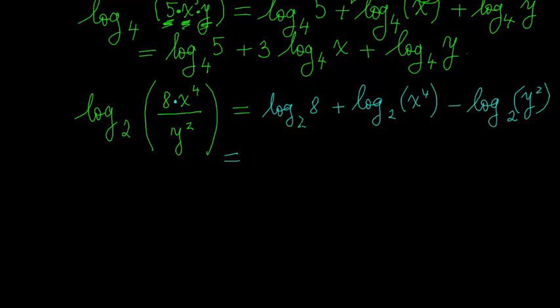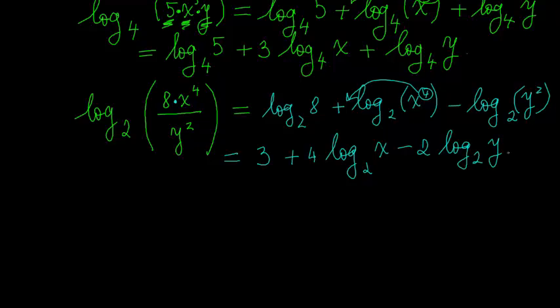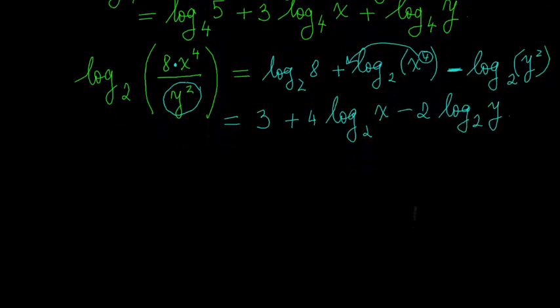First, 2 raised to what power gives me 8? That happens to be 3. Plus, I can pull this 4 in front of the log, so 4 log base 2 of x, and then minus, pull the 2 in front, so I get 2 log base 2 of y. Again, the rule to use here is whatever factors came from the denominator get a minus, whatever factors came from the numerator will get a plus.